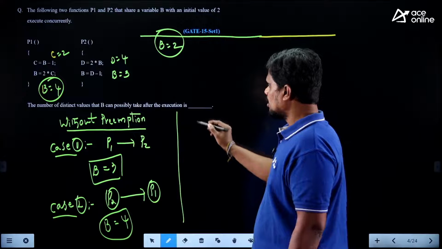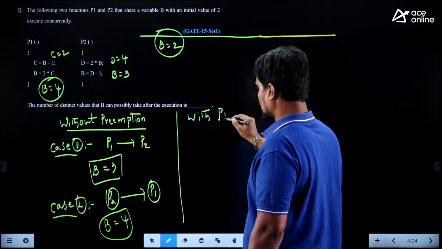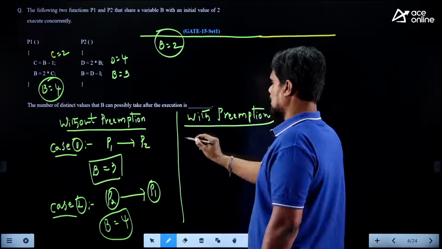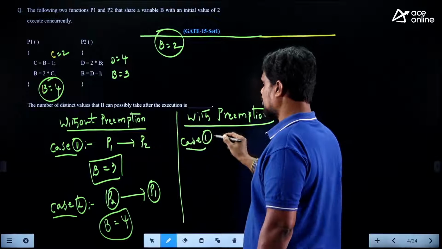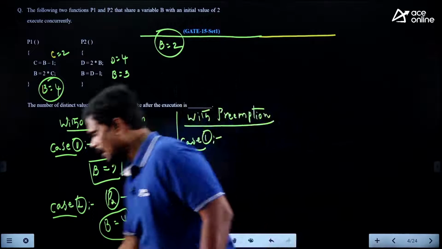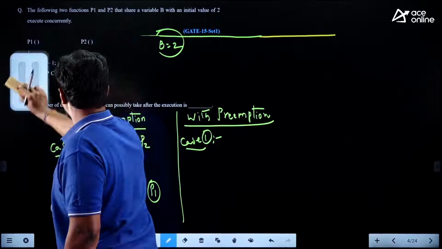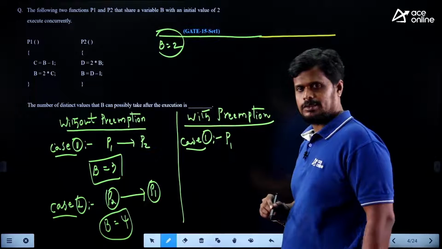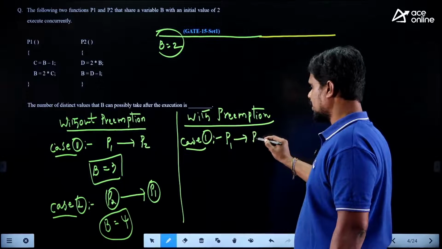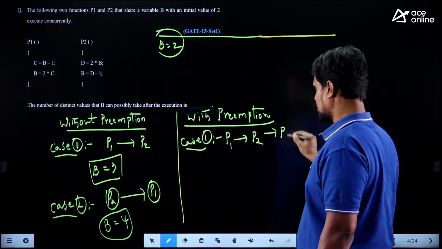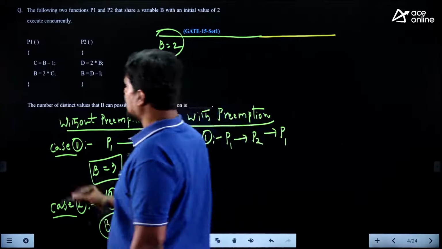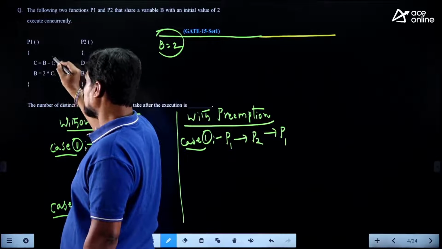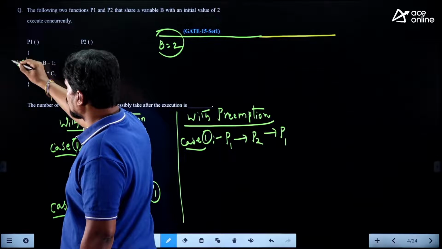But if you consider with preemption, case 1 with preemption. Have a look. So what is the case 1 we have? First I am starting the execution of P1 and then I am taking the preemption towards P2 and then I am coming back to P1. This is the first case. Verify. So first I am executing P1. C is equals to B minus 1. What is the B value? 2. 2 minus 1 in the sense 1. So now C is equals to 1.